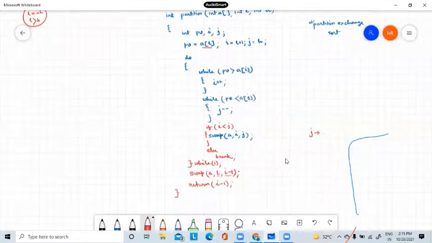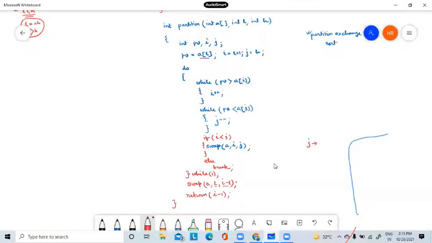Just see the partition function. Again, the partition function starts with the initialization of pivot and the left hand side index variable and right hand side index variable. Then I will perform the left to right movement for the i index variable, which will check whether all the left hand side elements are smaller. And this one is for right hand side greater elements.